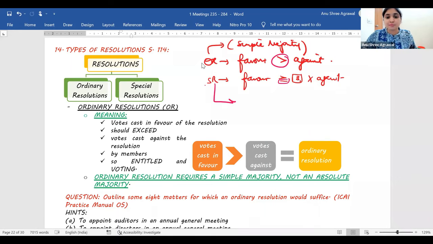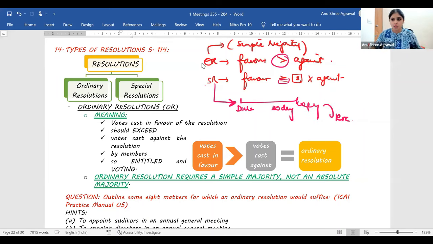Whenever I pass a special resolution, from the date of the resolution, within 30 days, I have to file a copy of the resolution with ROC. This is not applicable for ordinary resolution. Whenever I pass a special resolution, within 30 days, I have to file a copy of the resolution with ROC.